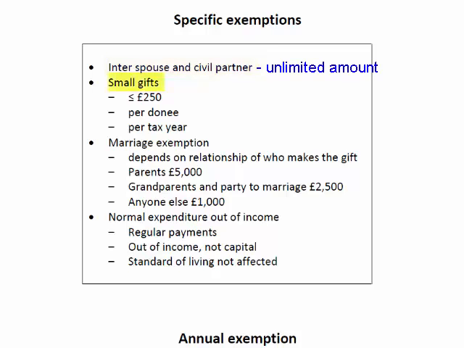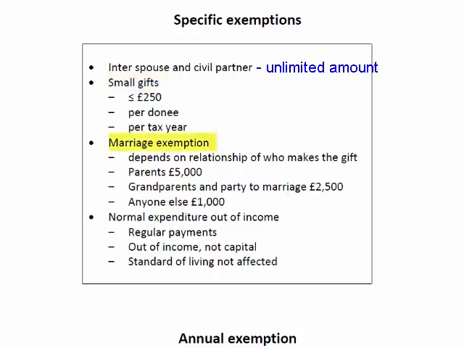There is also a small gifts exemption. This is to cover gifts to friends and relatives that you might give for birthdays or Christmas, and covers anything up to £250 per donee per tax year. If you've made more than one gift to the same person in the year and the gifts total more than £250, this exemption will not apply. It only applies to gifts under £250. Anything above, and you ignore the small gifts exemption.